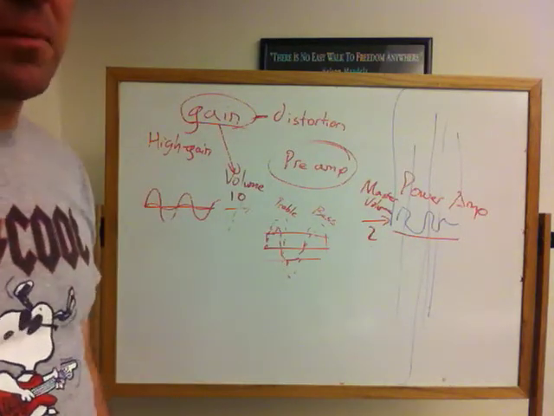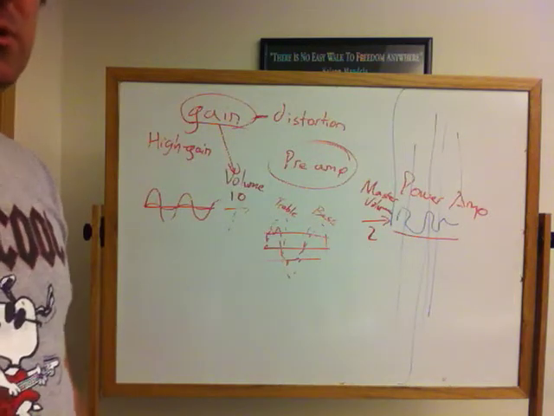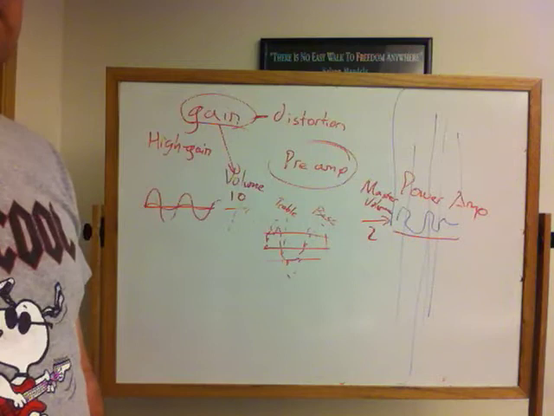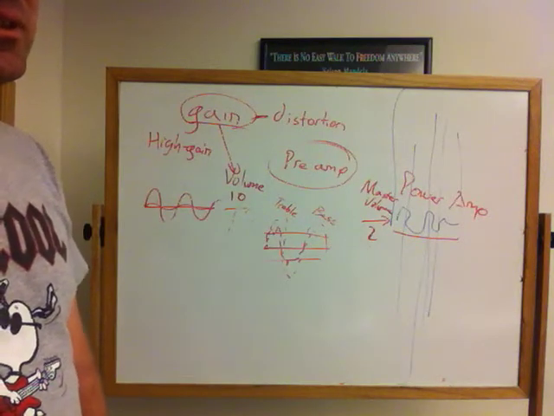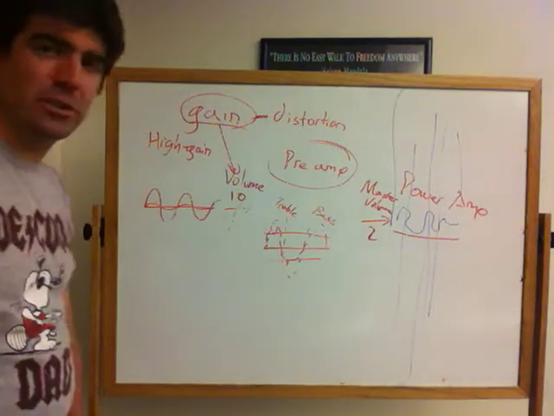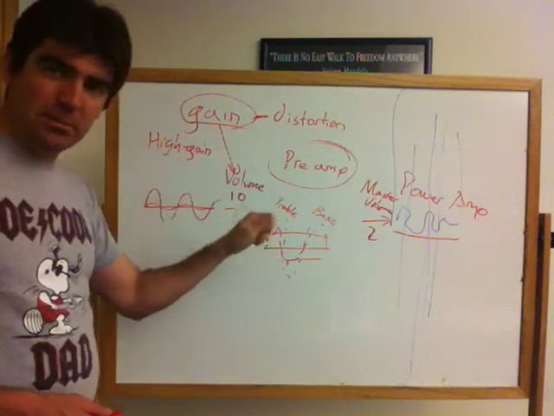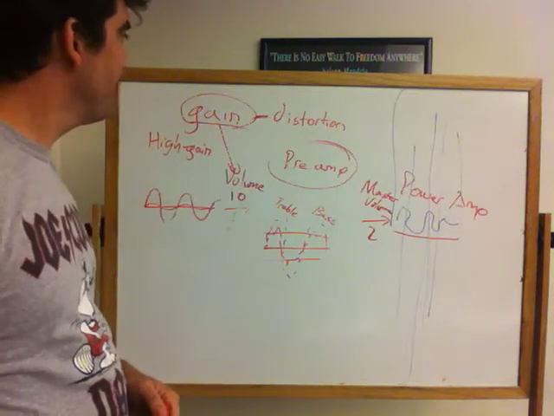Whereas a lower gain thing might be AC/DC, that's a little more natural sound. And then, of course, totally clean sounds like some of the Police stuff, or early Beatles stuff, is totally clean, no distortion. So you hear things like high gain or the gain knob. Sometimes it's labeled gain.